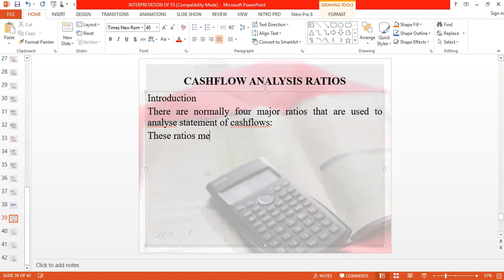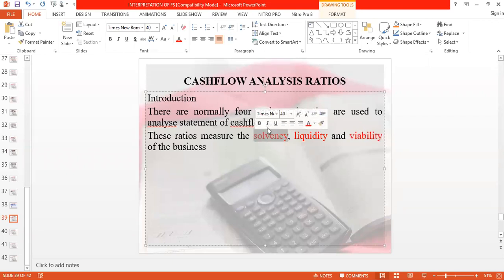ratios that measure the solvency, liquidity, and viability of the business. The key words there are the solvency, the liquidity, and what? The viability of the business. Now, when we talk of solvency, these are ratios related to risk. Ratios related to what? Risk.